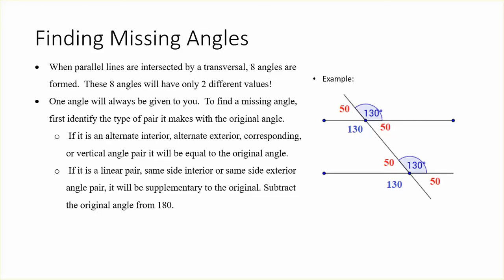Now, you might wonder why that matters. The reason it matters is that when the lines are parallel, these angles have a special relationship. That means that if we know just one angle, we can actually find all the other ones, and we'll just have two different numbers as our answers.